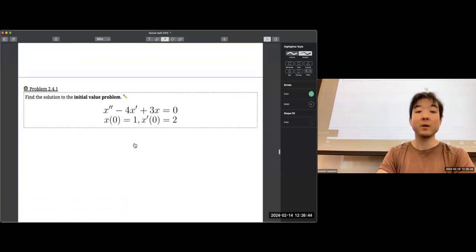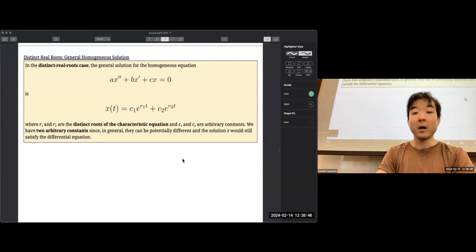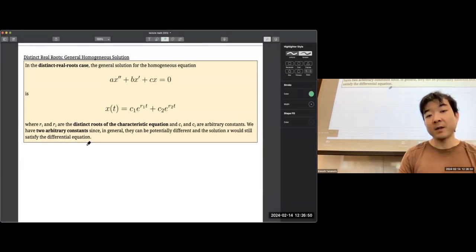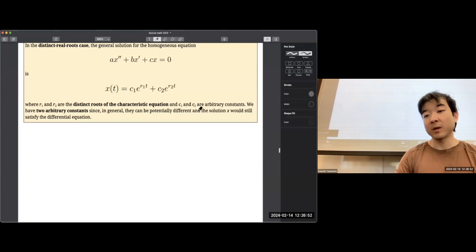So that's this. Well, maybe I should do it down here. So I'm going to prove that statement. I'll just write a little calculation here to show that the sum of two homogeneous solutions will also satisfy the differential equation. So let's say x1 and x2 are homogeneous solutions.